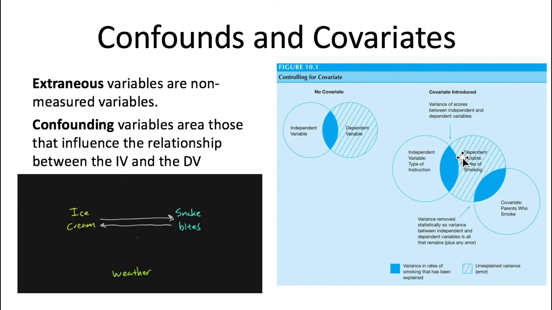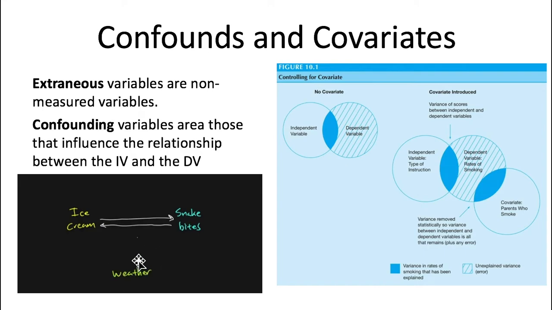It's important to think about because a lot of times we end up getting correlations between things that aren't really related, and people misuse it and infer causality when really causality does not exist. A classic example is the idea between ice cream consumption and snake bites.